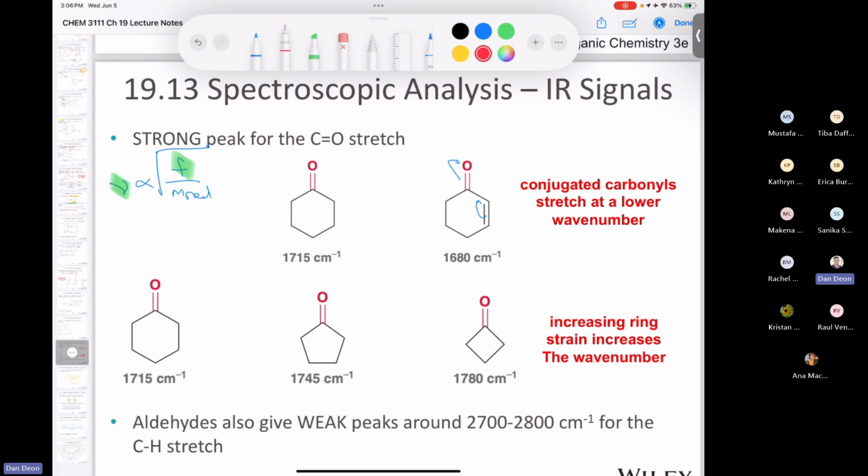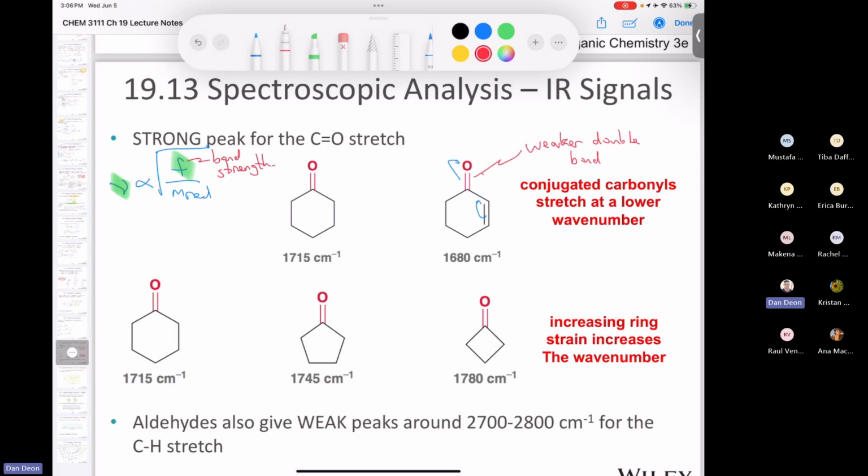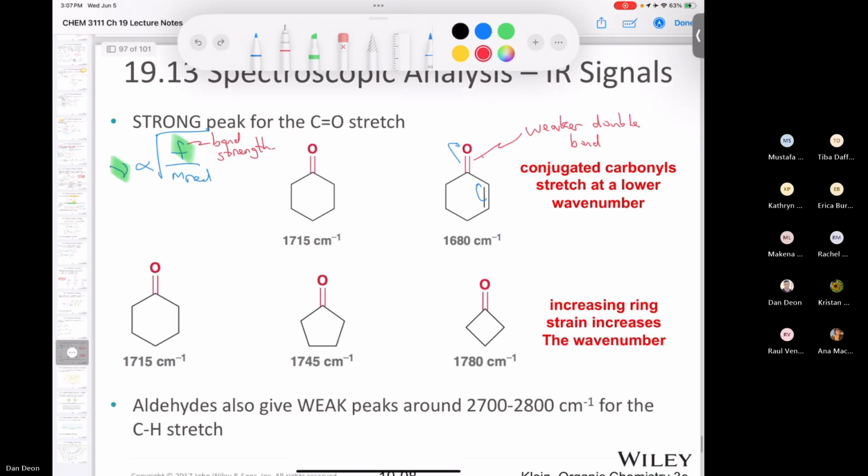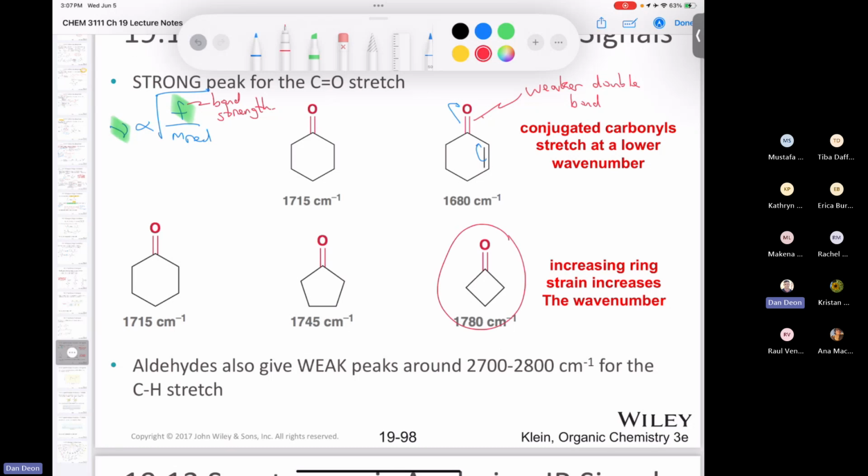So the force constant is related to bond strength. And so when the bond is conjugated, it weakens it. So this is going to be a weaker double bond because of more resonance structures, and so it's going to have a stretch at a lower wave number. Conversely, I don't remember if we talked about this in chapter 14 of Organic 1, but if you have a strained ring, the more the ring is strained, you end up with a higher wave number. So with cyclobutanone, it's all the way up to 1780.